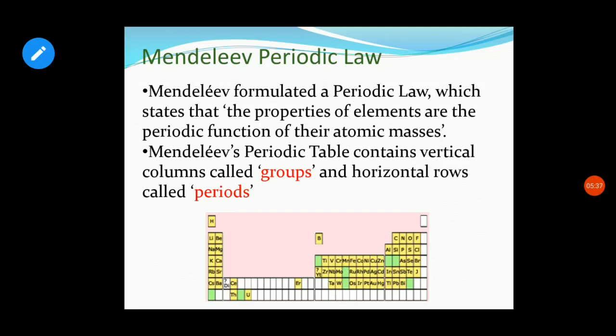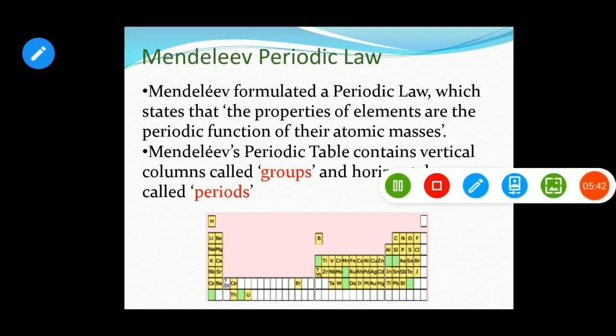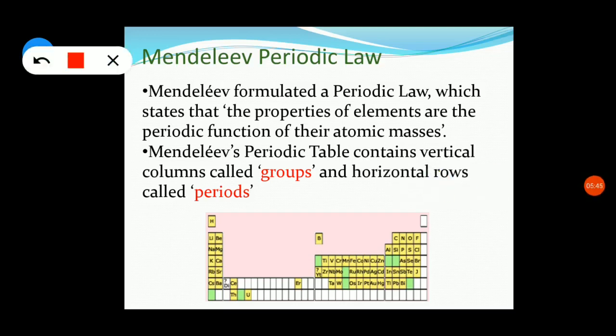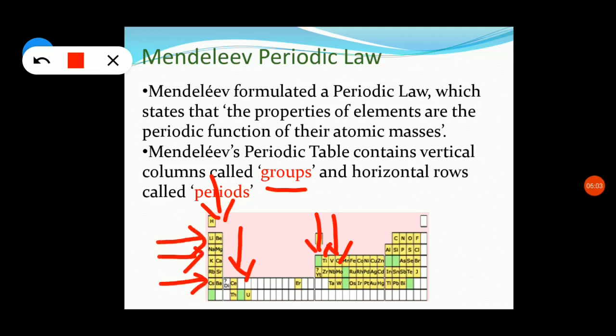In this periodic table, you have groups and periods. Groups means the vertical columns. Here you can see the vertical columns. These vertical columns are called groups. And you can see the horizontal rows. These horizontal rows are called periods. So the vertical columns are called groups and the horizontal rows are called periods.